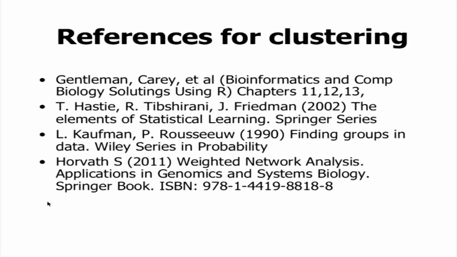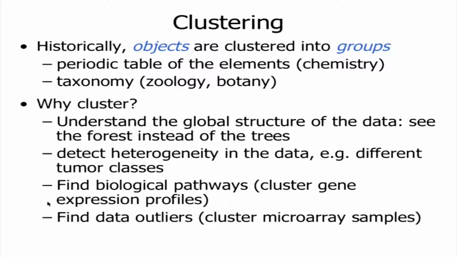So why do clustering? Historically, of course, objects are clustered into groups. For example, the periodic table in chemistry or taxonomy in biology. By clustering things into groups, we hope to arrive at an understanding of the data. So we want to see the global structure of the data. In other words, we want to see the forest for the trees. In biology, we may want to detect heterogeneity in the data. For example, when we start with a large cancer data set, we may want to find different tumor classes.